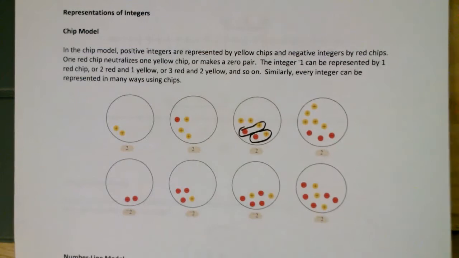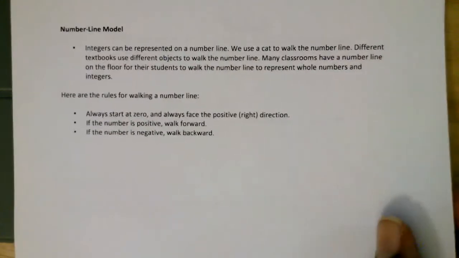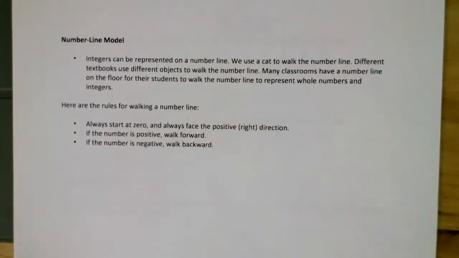Okay, another model would be the number line model. Here, integers can be represented on a number line. We use a cat to walk the number line in this case. Different textbooks use different objects to walk the number line. Many classrooms have a number line on the floor for their students to walk the number line to represent whole number integers. So for walking a number line, here are the rules here.